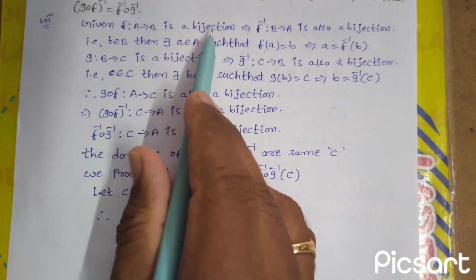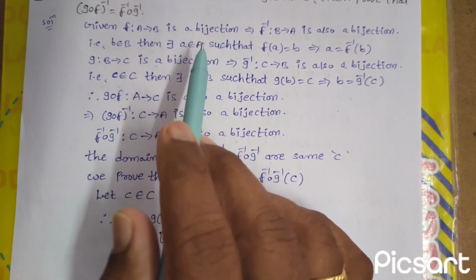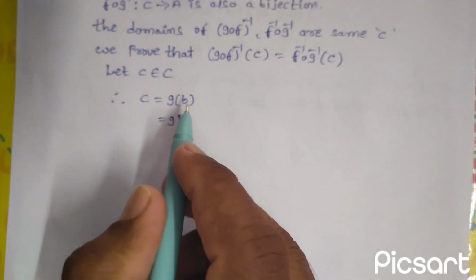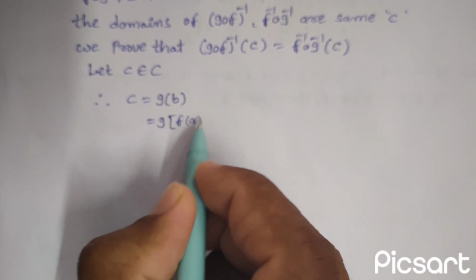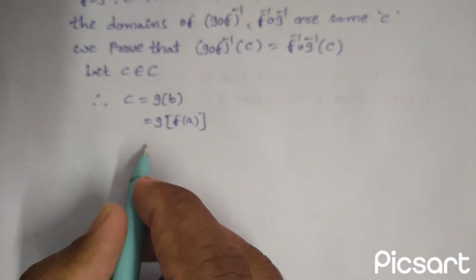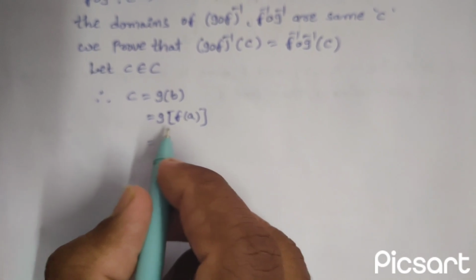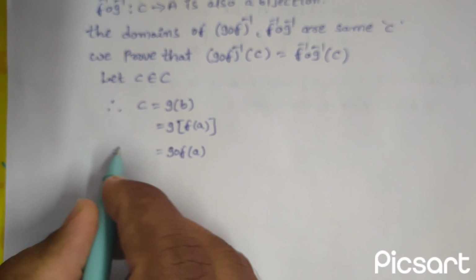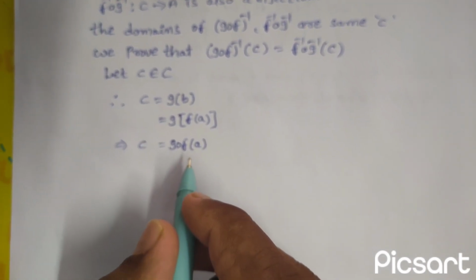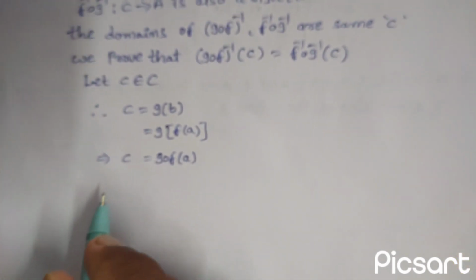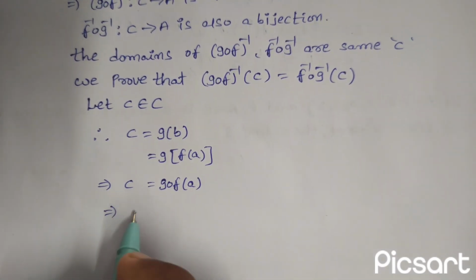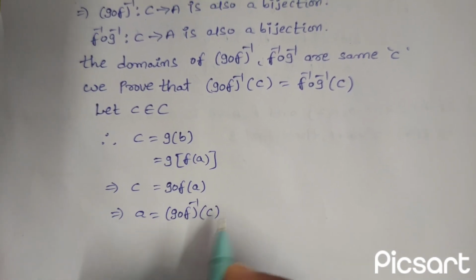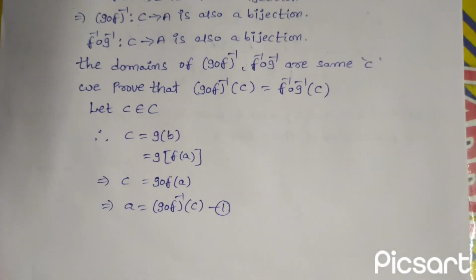Here f from A to B is a bijection. According to the surjection definition, b is equal to what? f of a. So here b is replaced by f of a. According to the composite function theorem, g of f of a is equal to g circle f of a. Clearly here c is equal to g circle f of a. So here a is equal to (g circle f) whole inverse of c. This is equation number 1.